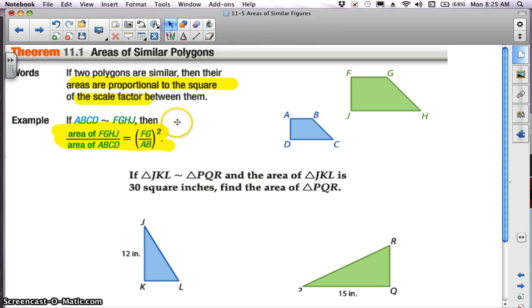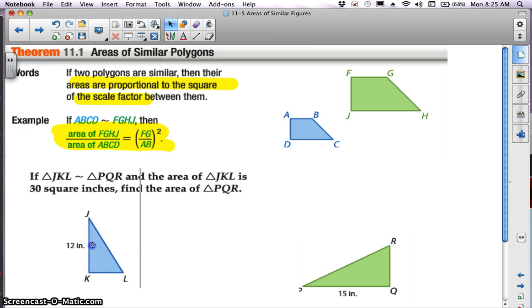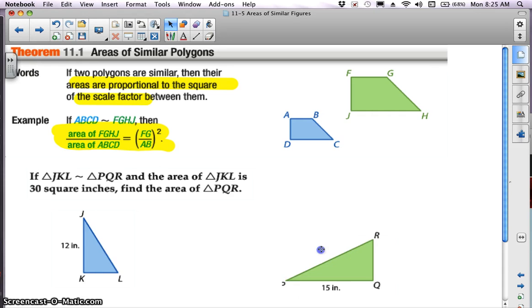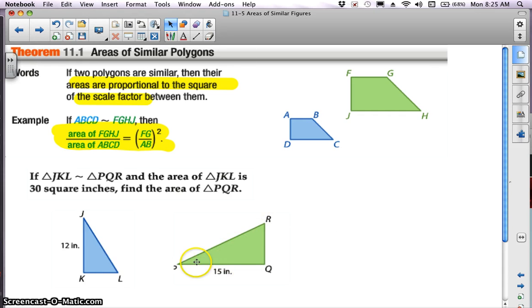So when we look at this example, if triangle JKL is similar to PQR, find the area of triangle PQR, where the area of JKL is 30 square inches. Again, order matters. J and P are matched up together, and then K and Q are matched up together.